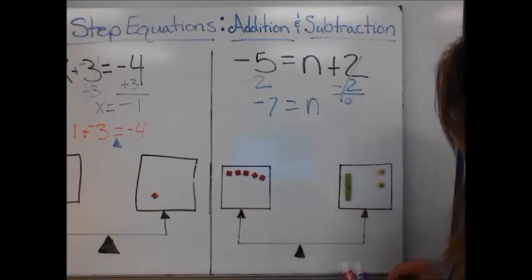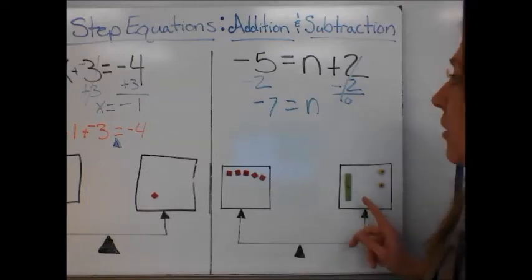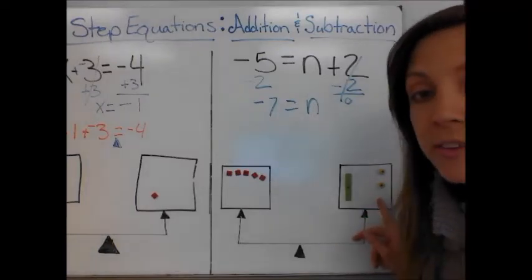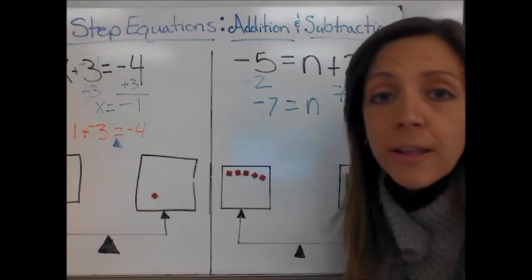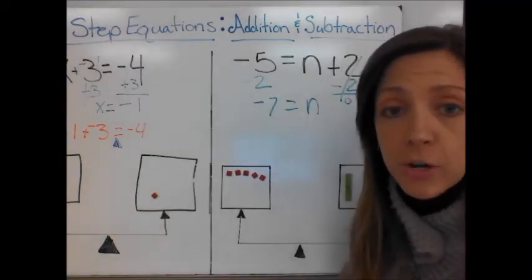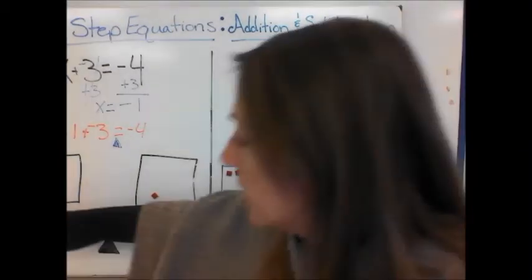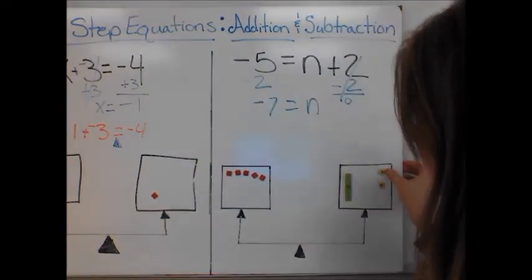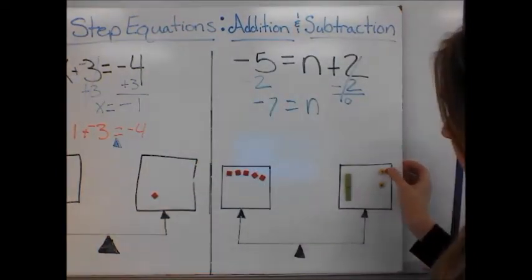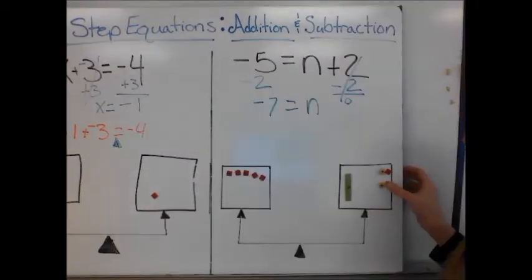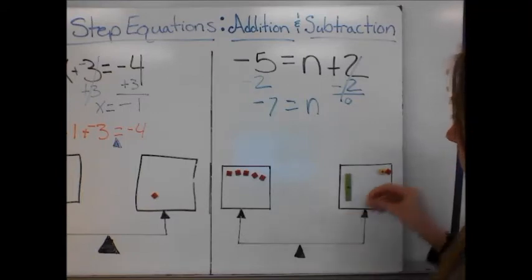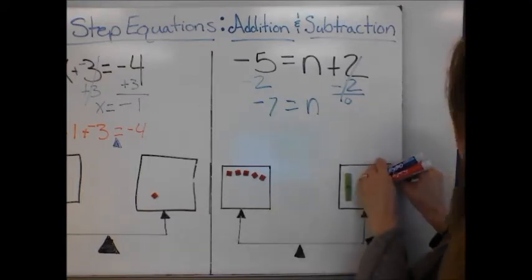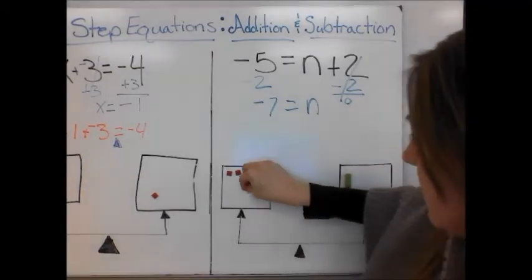Well, I'm going to subtract 2 from this side. Since I have 2 positives, the only way to get rid of the 2 positives and get the variable alone is to subtract 2. So I'm going to take 2 away. To subtract 2, I'm going to add my 2 negative chips. Now a negative and a positive cancel each other out, I can take this away. And whatever I do to one side, I have to do to the other. So I'm going to subtract 2 over here.